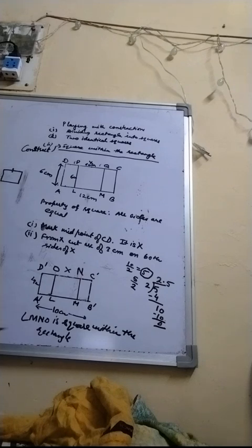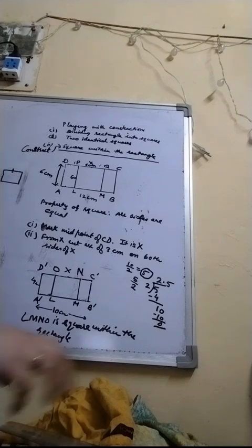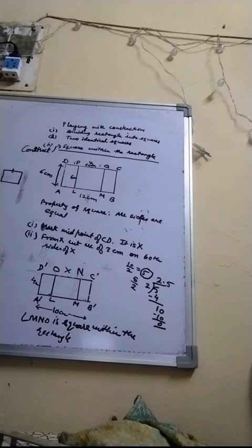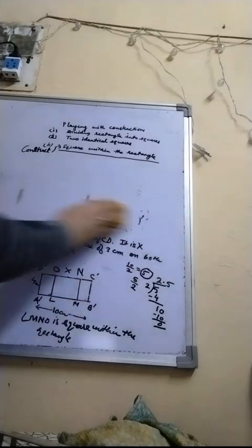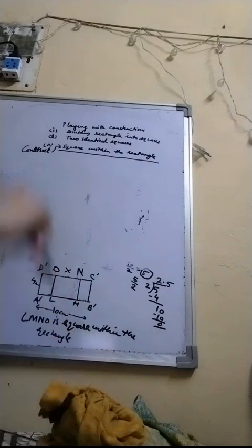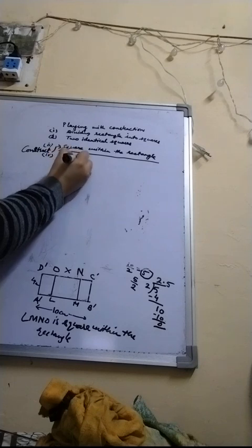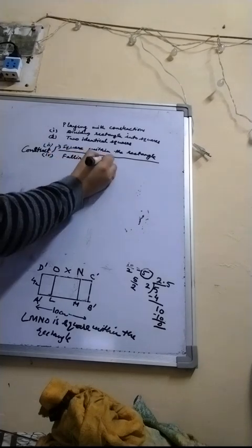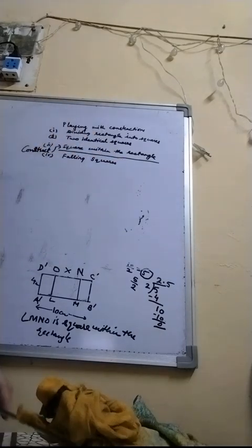Now next is construct falling squares. It is on page number 202. Construct falling squares. So our next construction is a falling square. So just look at the constructions which we are doing. You can make a list. Falling squares.